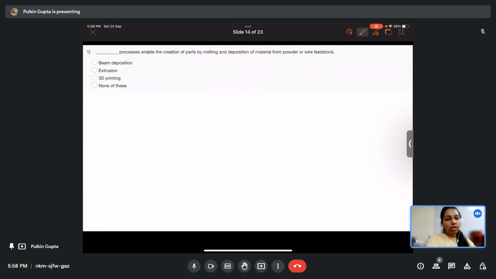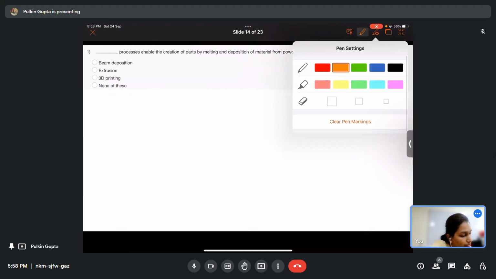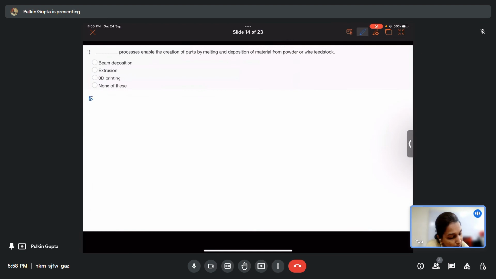So question 1 from the sample problems is, the dash processes enable the creation of parts by melting and deposition of material from powder or wire feedstocks. It is beam deposition, extrusion, 3D printing, and none of these. So we'll see first extrusion and revisit some definitions. If any one of you would like to answer, what kind of material is used in extrusion based processes? Would anyone like to answer?